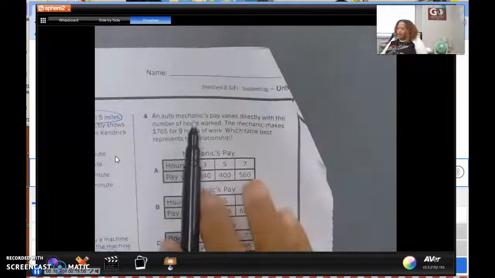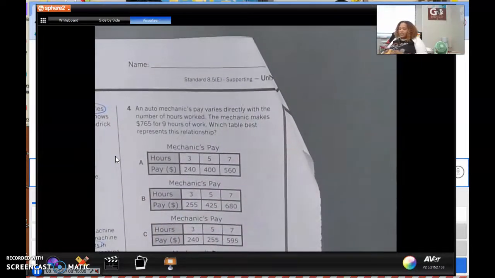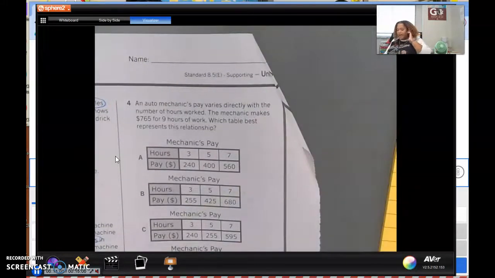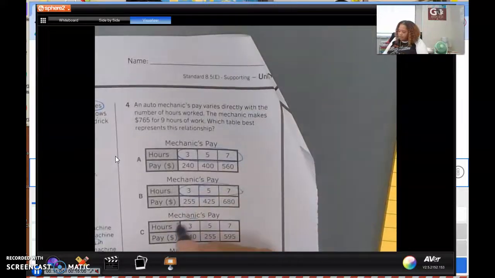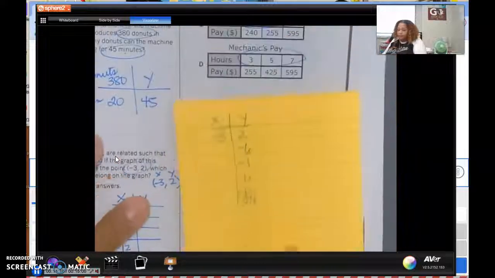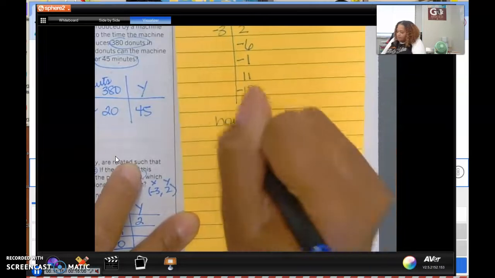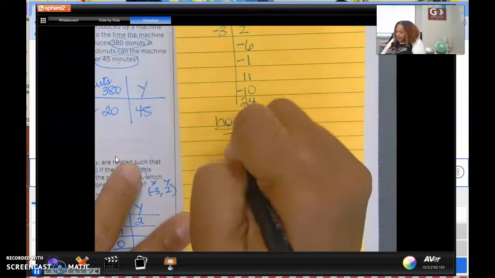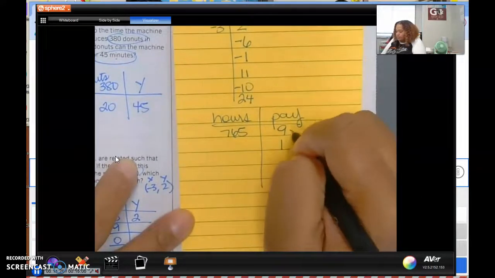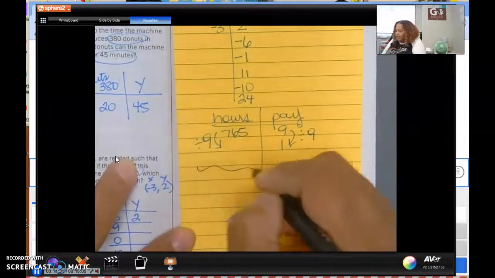Number 4. An auto mechanic's pay varies directly with the number of hours worked. The mechanic makes $765 for 9 hours. Which table best represents the mechanic's pay? Look at all the hours. I would find out how much he gets for 1 hour. Hours, pay. Boom, bam, 765, 9 hours. How much is it for 1 hour? Divide by 9 on the right, divide by 9 on the left. I'll finish here on the next video.